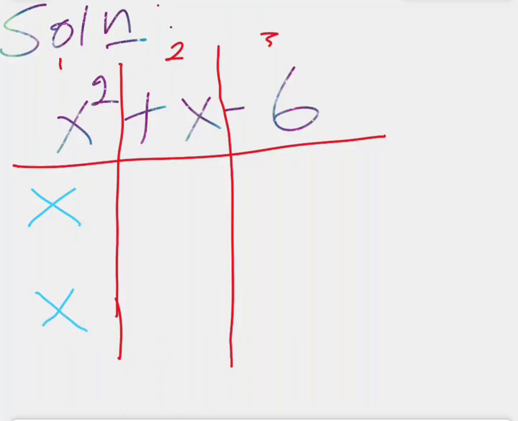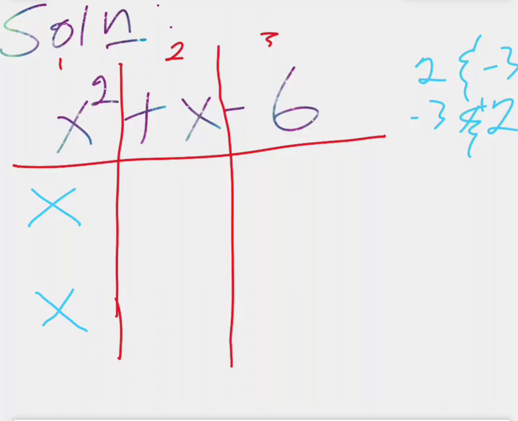Now move to the third column, which has negative 6. So 2 numbers, if you multiply, give you negative 6. Here you can have 2 and negative 3, because I have negative 3 and 2. But here you should always check the middle term.